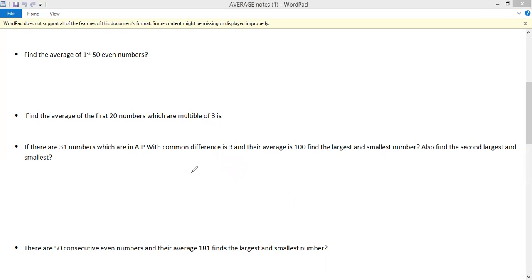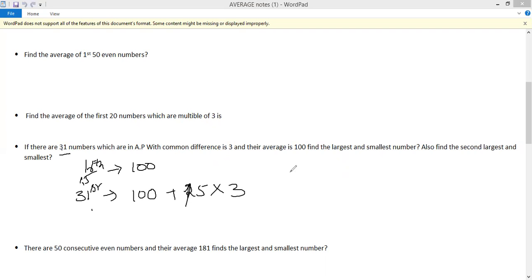Suppose here there are 31 numbers. So the average term is what? The 16th term. That is 100. Now the largest number I need means the 31st. So 100 plus 31 minus 16, that is 15, into the common difference 3. Here it is not 25, the difference is 15 only. So the largest is 175. The smallest is 100 minus the first term.